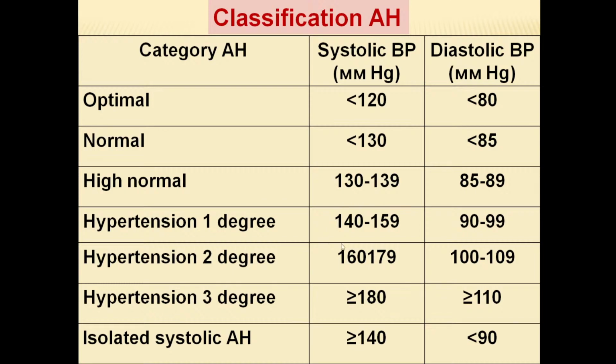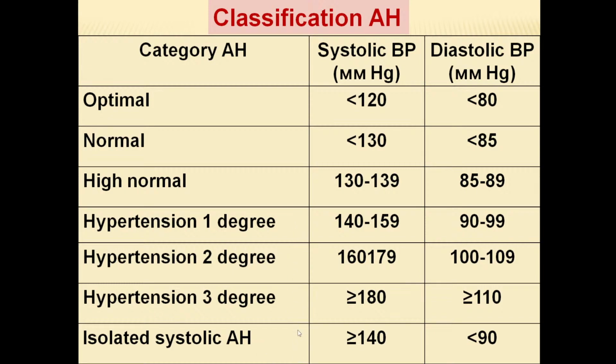And all pressure above 139, from 140 to 159, is assessed as hypertension first degree. From 160 to 179, second degree. Higher than 180, third degree. And if we reveal only high systolic AP and normal diastolic, we are talking about isolated systolic arterial hypertension.